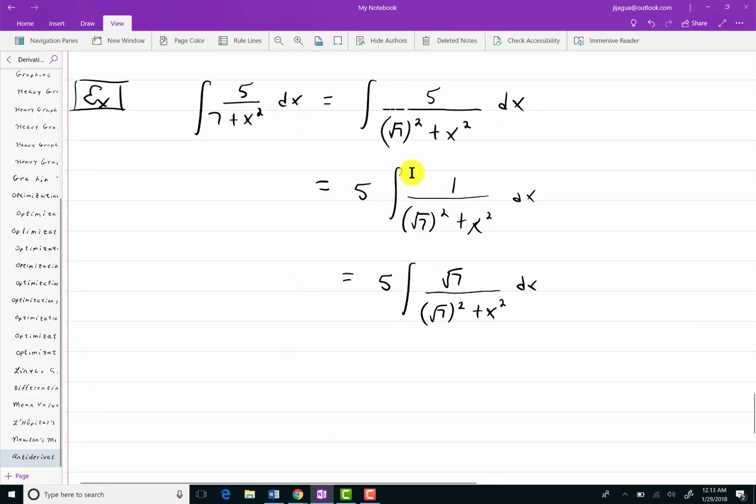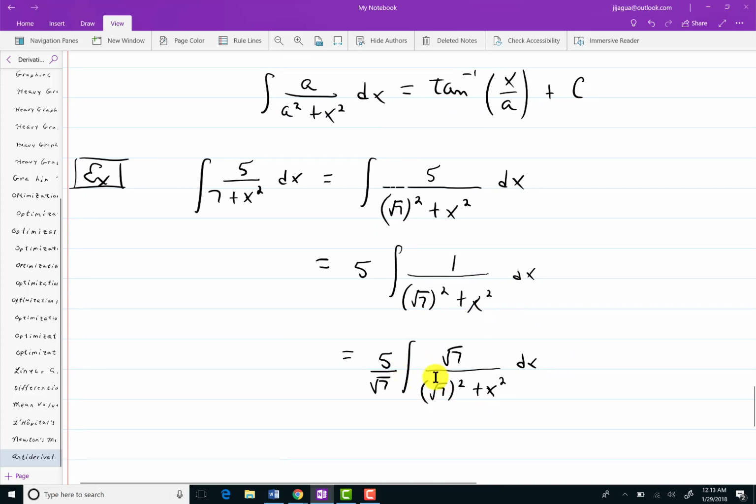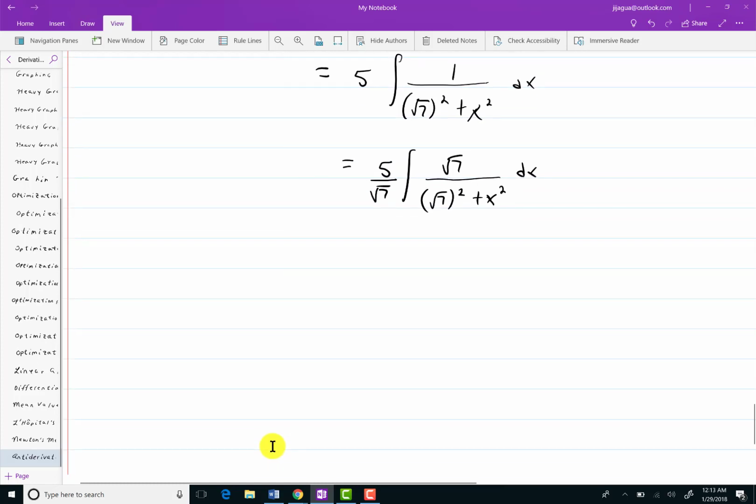How do you do that and get away with it? Well, you simply divide by radical 7 out front, because you can pull in or out these multiples. So that part, the part in front of the integral, is not part of the formula. Only the integral is part of the formula. So you can see that I now have an a squared and an a in the right spots, with the a being radical 7, so I can write my answer now. This is 5 over radical 7 times arctangent of x over radical 7 plus c.